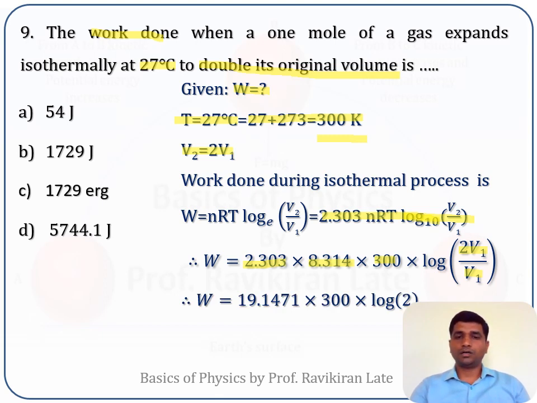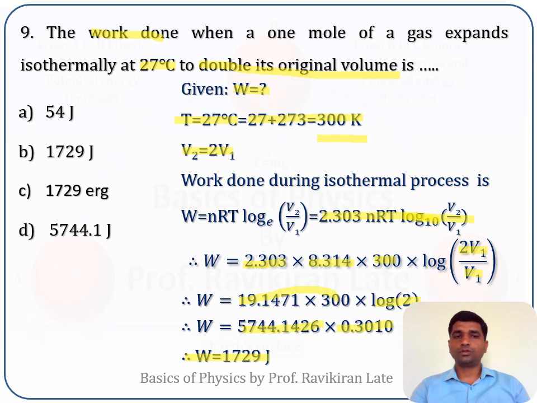So what you will get, 2.303 into 8.314 comes out to be 19.1471. This 300 is added as it is. V1 will get cancelled, so here in this case you will get only log of 2. Now if you do this simple multiplication of the first two terms with 300, it will come out to be 5744.1426, and log of 2, if you look into the log table, its value will be 0.3010. If you do this simple multiplication, the answer will come out to be 1729 joule. So if you look into the options, it is option B which is correct. So the answer for this question is option number B, 1729 joule.